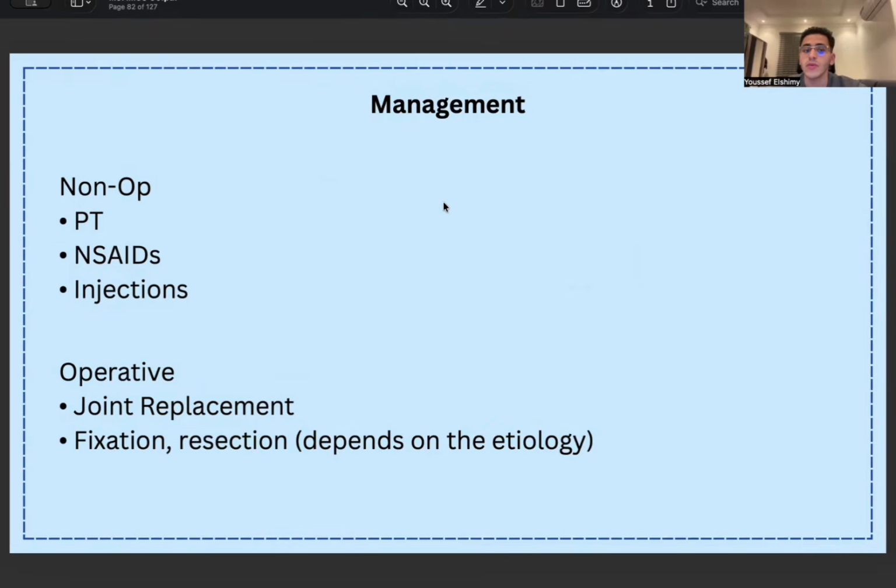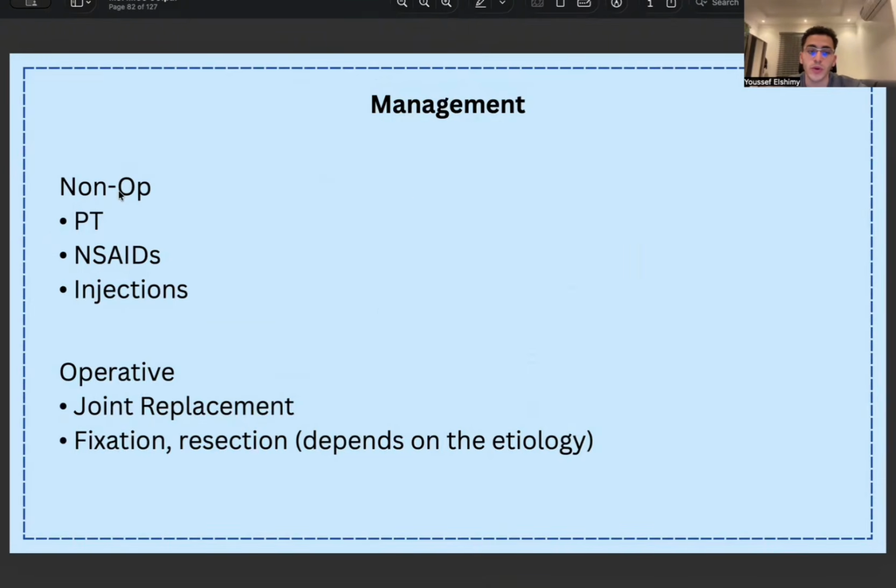Okay, so how can we manage? Always depending on the underlying cause. If it's, for example, septic arthritis, you have to give antibiotics and drain the pus. If it's, for example, a trauma, you try to fix it non-surgically or surgically. If it's inflammatory, you give anti-inflammatories. So based on the underlying cause, you treat.